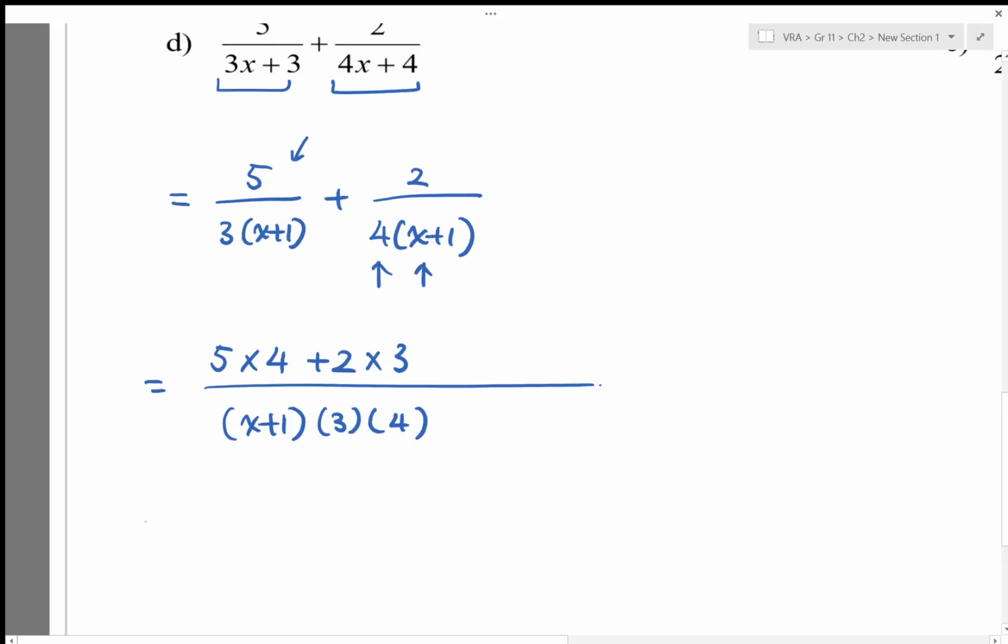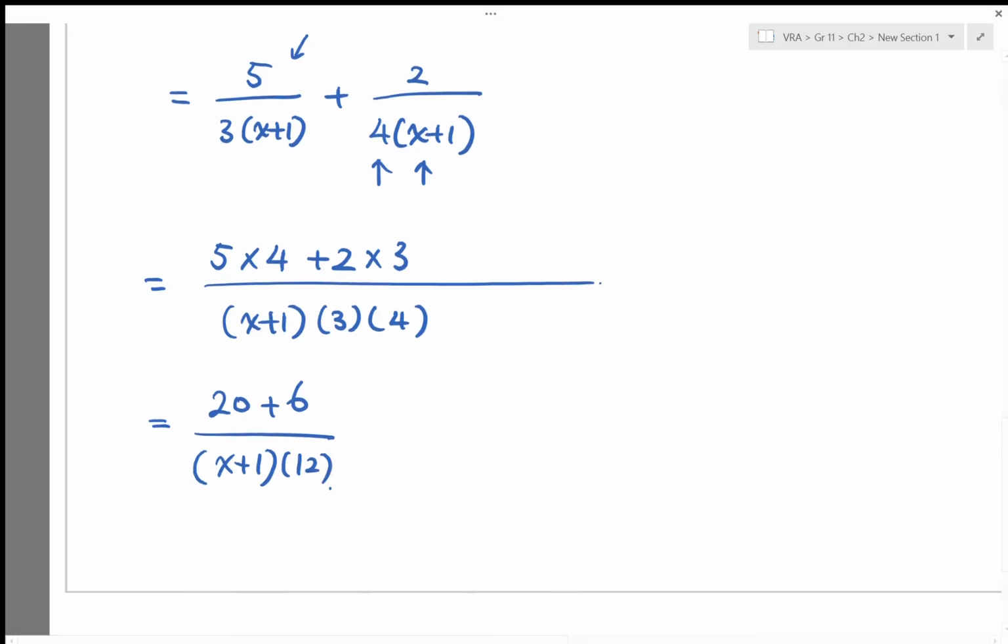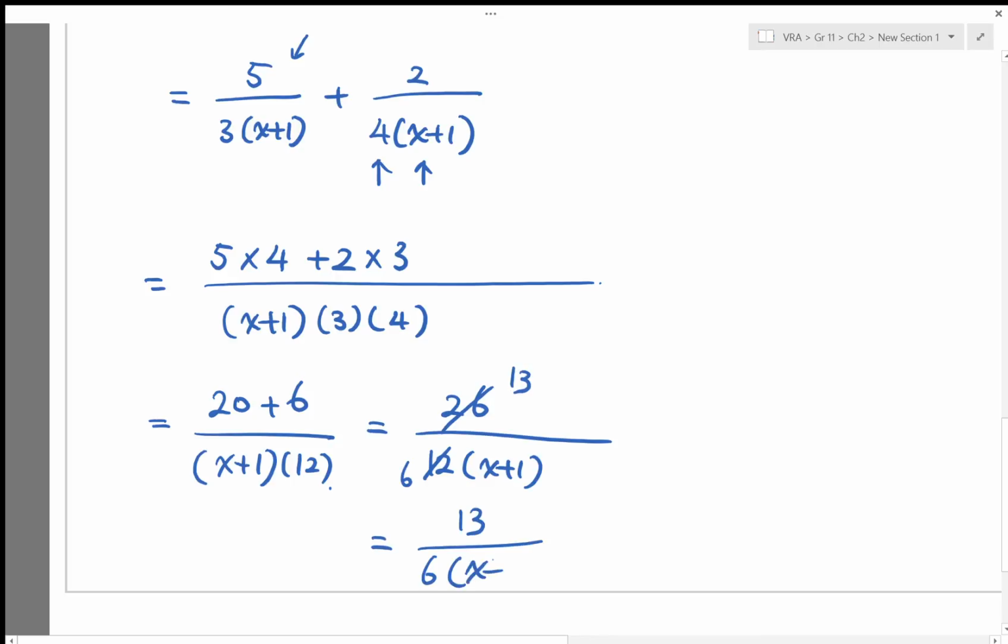So then all you have to do is simplify the top portion of it. All you have to do is 20 plus 6 over x plus 1 times 12. Now this becomes 26 over 12 times x plus 1. And then we can simplify these two, so this becomes 13 and 6. So 13 over 6 times x plus 1.